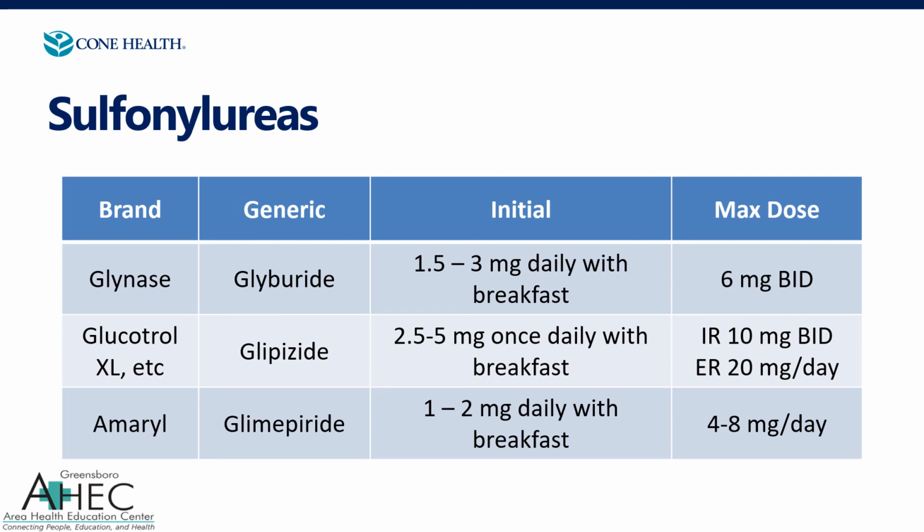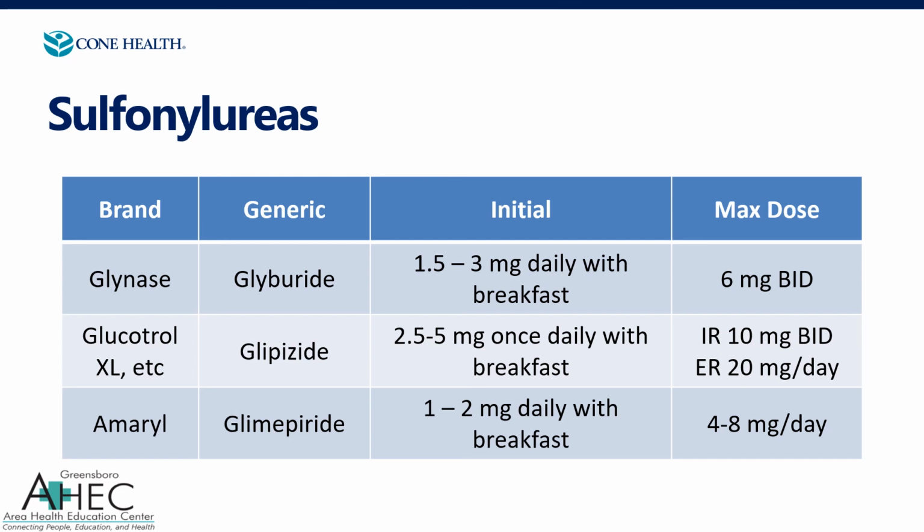Glimepiride has the highest risk of hypoglycemia, mainly due to its longer duration of action, and dose adjustments are required in eGFR less than 60 to 15 and it should be avoided if the eGFR is less than 15. Glyburide has weakly active metabolites which are cleared renally. So patients with reduced renal function may experience accumulation, which can significantly increase their risk of hypoglycemia. Thus, glyburide is not recommended in patients with CKD or any kind of renal impairment.